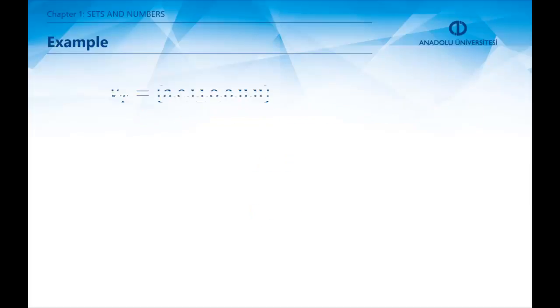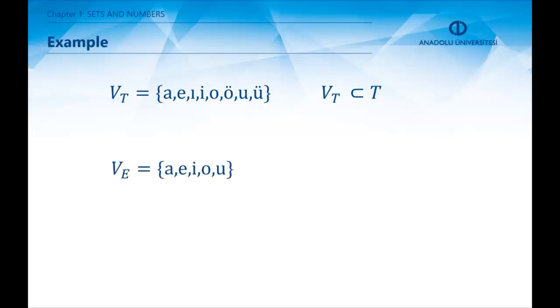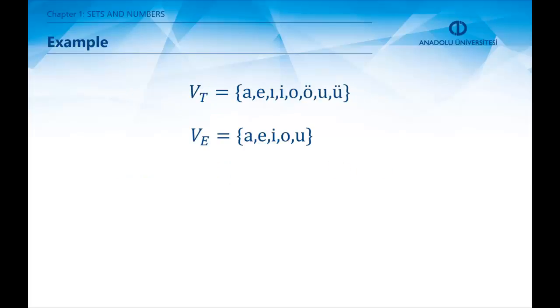Now, from these two sets, we construct two new subsets. The vowels in the Turkish alphabet are denoted like this. And the vowels are already in the Turkish alphabet, so the set of vowels in the Turkish alphabet is a subset of T. We can also construct the vowels in the English alphabet and denote it by VE, and VE is a subset of the set E, which is the letters in the English alphabet. Let us now combine these sets in the way of unions, intersections, and so on and so forth.